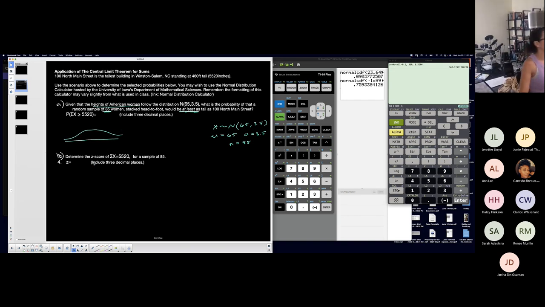Now I'll draw my image because it visualizes my situation. The center of this is the mean. Here's the thing: we have a random sample of 85 women. They gave you a hint with the notation. If they didn't give you that, you'd have to figure this out. The notation is the summation of x greater than 5520, which means you are not on the regular normal distribution curve, you're on the distribution of the sums.